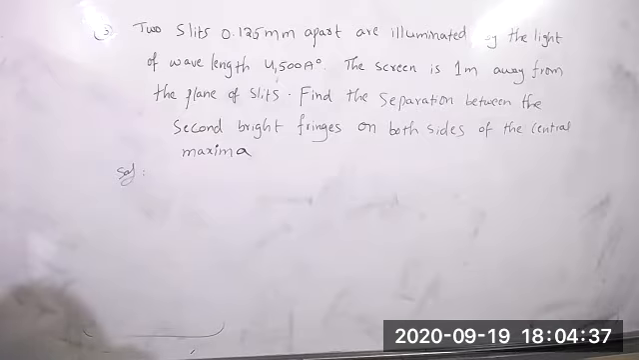See once more what they're asking. Two slits they have given, 0.125 millimeters apart, illuminated by light of the wavelength they have given. The screen is 1 meter away from the plane of the slits. So the distance between the slit and screen, capital D, they also gave. Find the separation between the second bright fringe on both sides of the central maxima.